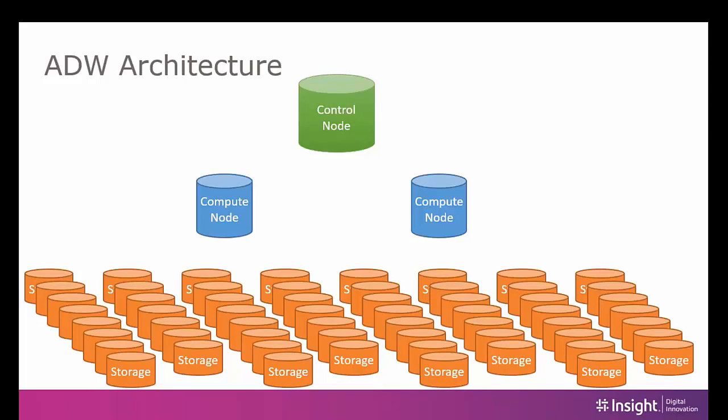And then you'll notice there's a lot of storage nodes. In fact, there are 60 storage nodes, and the data is being stored on the storage nodes. And so that is what makes this massively parallel. The data is across the 60 nodes, and then you're using one or more compute nodes to access that data, process the query, and return it back to the user.